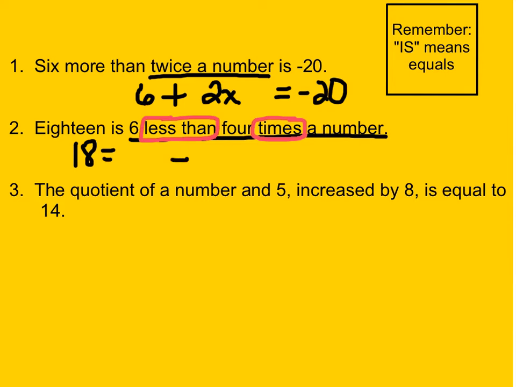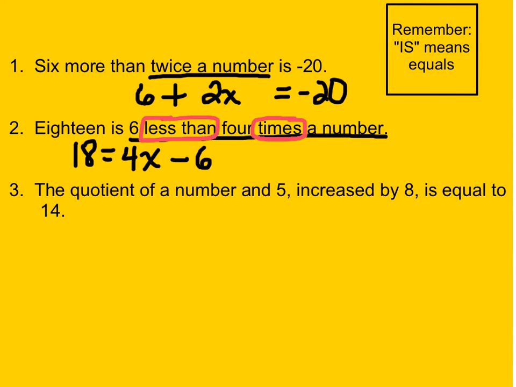And then what are we subtracting? We want 6 less than 4 times a number. When we talked about less than before, remember that means that you have to change the order around. So we're not doing 6 minus 4 times x. It's actually 4x minus 6.